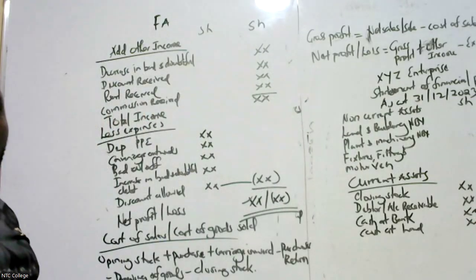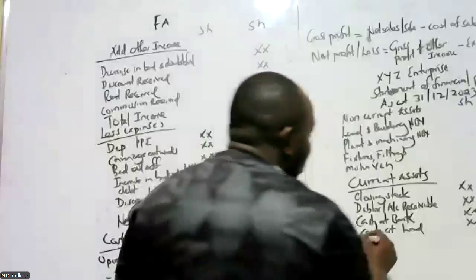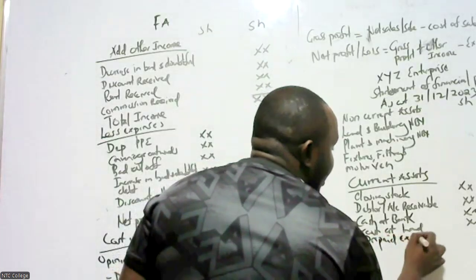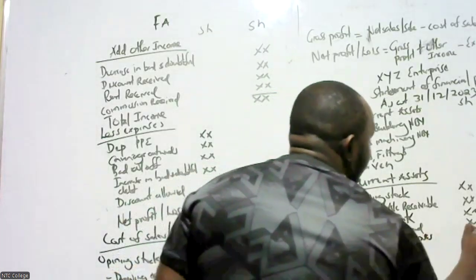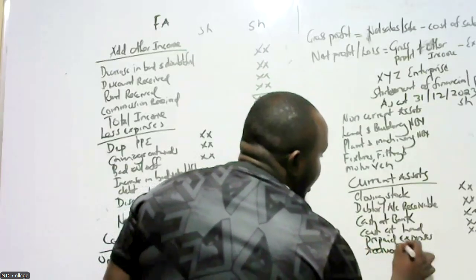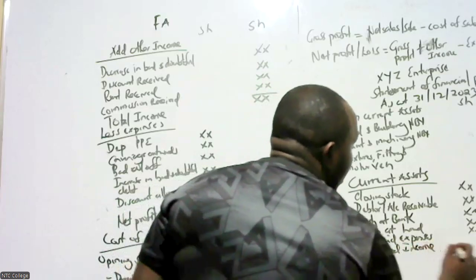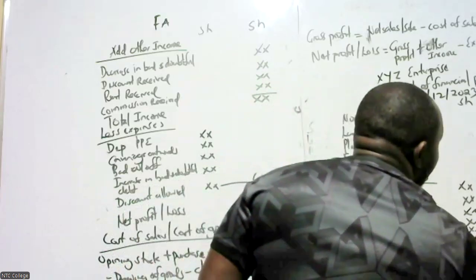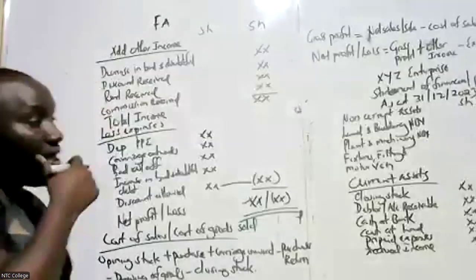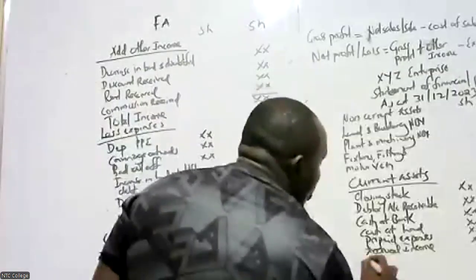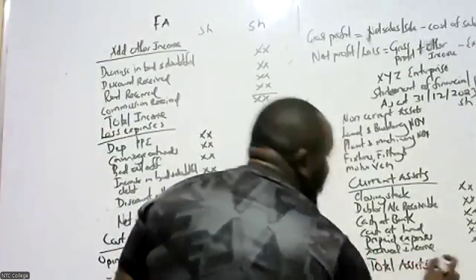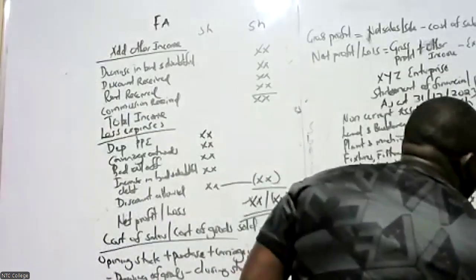Then we can talk about prepaid expenses. Then we can have accrued income. So we have that. So at that point, down here we have total assets. So that gives us total assets.